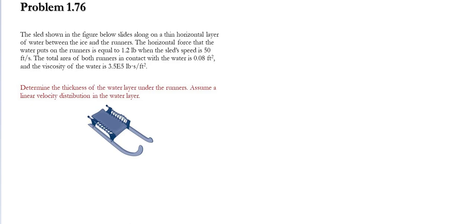The total area of both the runners in contact with the water is 0.08 feet squared, and the viscosity of the water is equal to 3.5 times 10 to the fifth pounds per second per meter square. What we would like to determine is the thickness of the water layer under the runners. Assume linear velocity distribution in the water layer.